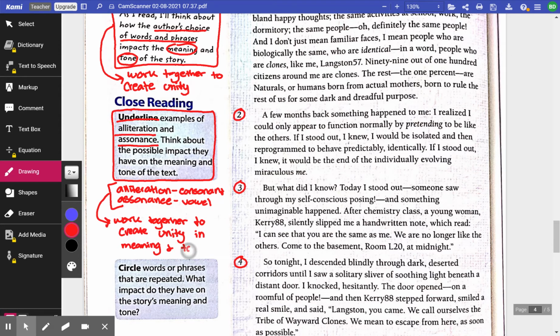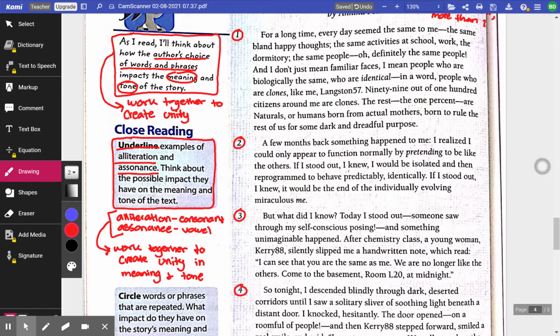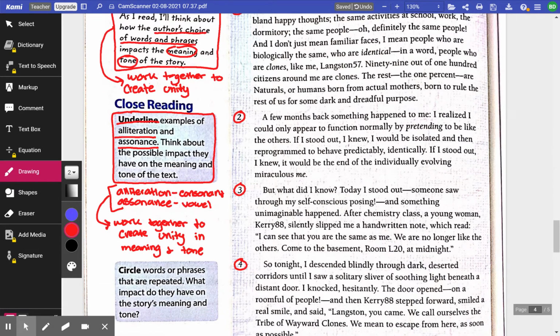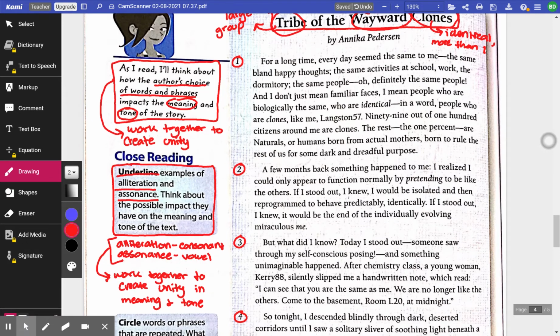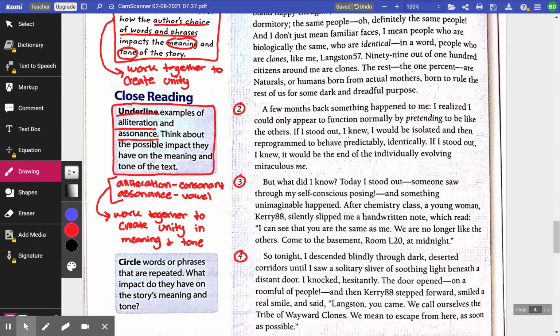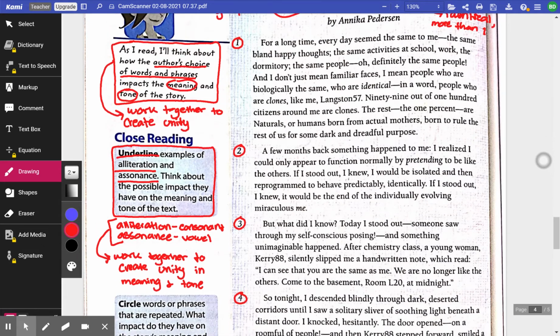What I mean by that is assonance and alliteration are going to work together to help us understand what the author's trying to get across with their meaning, so the idea they're trying to express, and also the feeling behind certain words and phrases. That will help us establish the tone for the text. So let's take a minute. You're going to go through the story, and you are going to look for specific examples of alliteration and assonance. And when you find those, you're going to underline them.